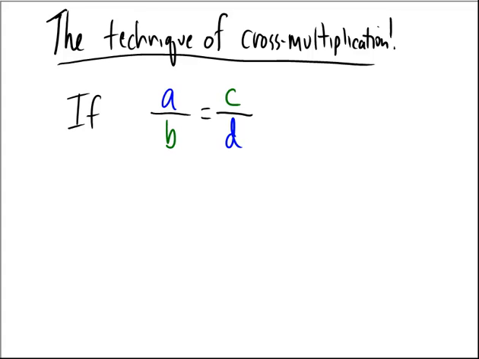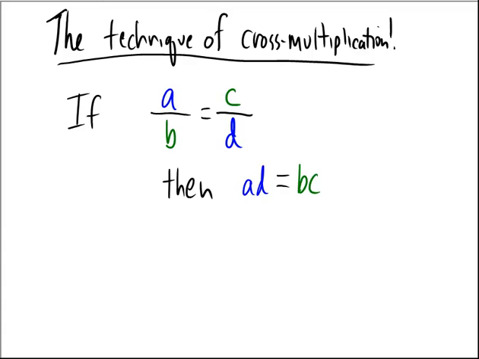So for most intents and purposes, you can remember it as if you happen to have A over B equals C over D, then you know for a fact that AD is going to be equal to BC. You can verify this fairly quickly with just some numbers, like fractions you might enjoy, like 1/2 and 2/4.